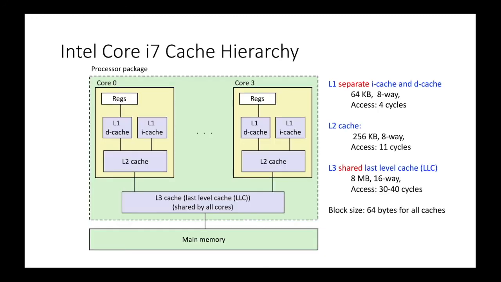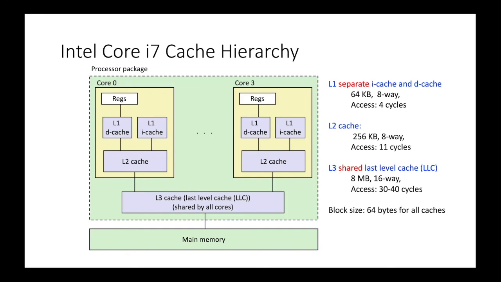Here's an example cache configuration of Intel Core i7 processor. It's a quad-core processor, so there are 4 identical cores. Each core has its own private L1 and L2 cache, and all cores share the last level L3 cache. L1 cache is a separate cache. It has a separate data and instruction L1 cache, not to destroy the locality of each other.